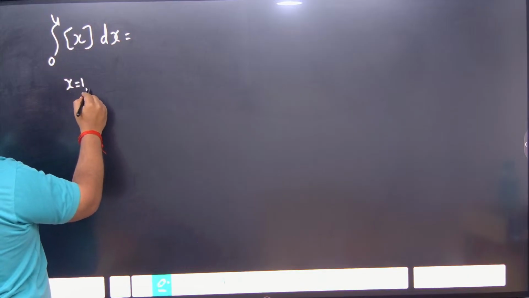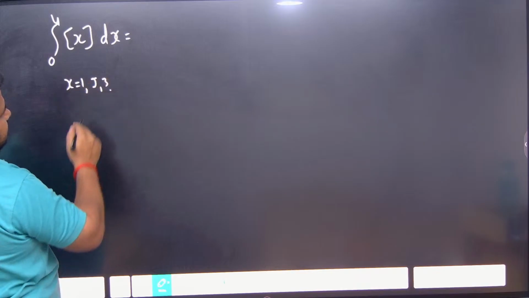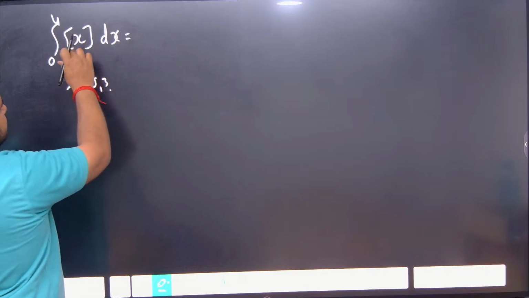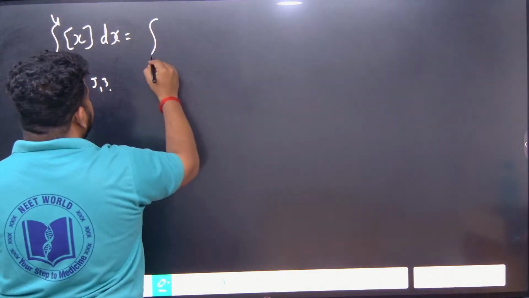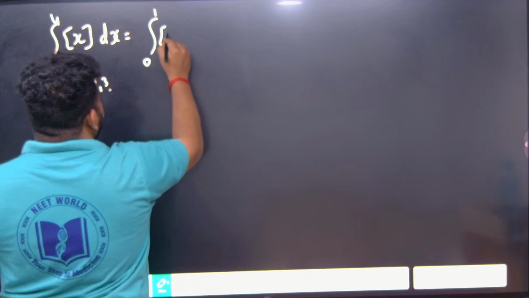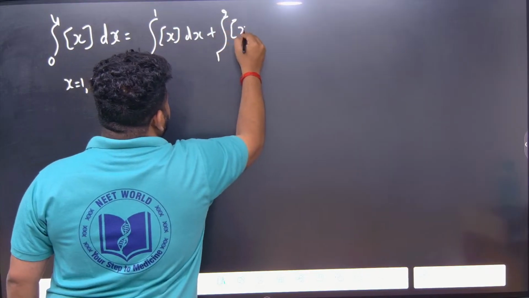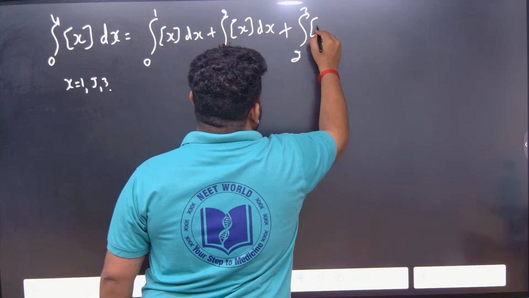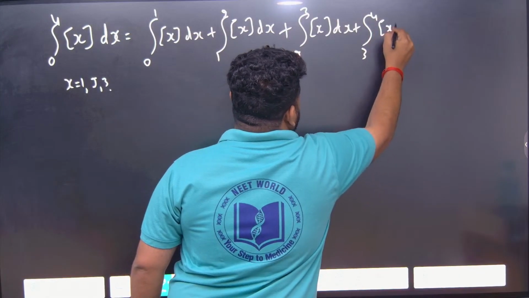X value can become 2, x value can become 3, all these values it can become. So the function will split at 1, at 2, and at 3. Because from 0 to 4, the integers that are there are 1, 2, 3. So I can write this as integral 0 to 1 step x dx plus 1 to 2 step x dx plus 2 to 3 step x dx plus 3 to 4 step x dx.